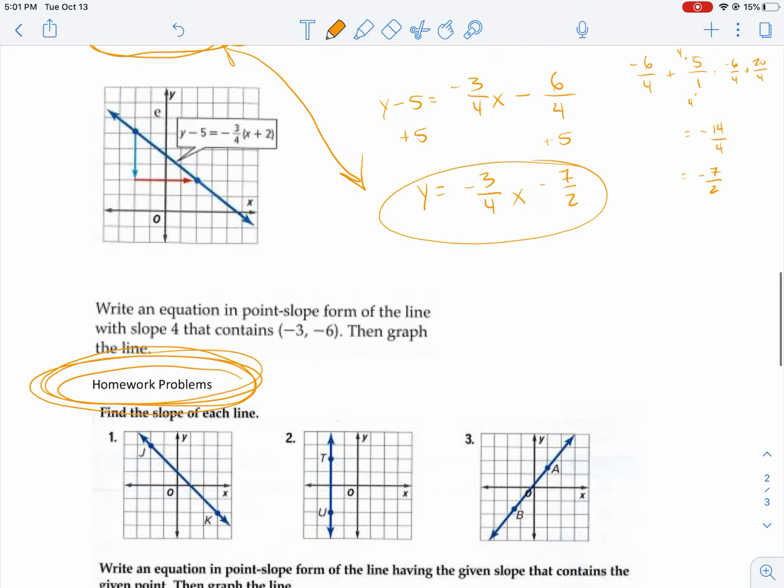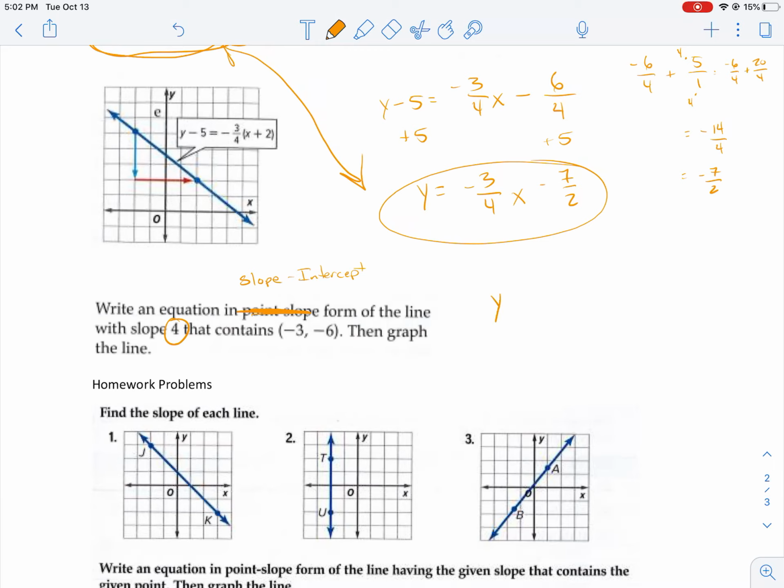So write an equation in point-slope form. All right, so I'm going to change that to slope-intercept. Okay, slope-intercept form. So write an equation in slope-intercept form of the line with slope 4 that contains negative 3, negative 6. Then graph the line. Okay, well, that was awful nice of them to give us a slope that's not a fraction. Okay, that's pretty cool. All right, so let's put it into that formula.